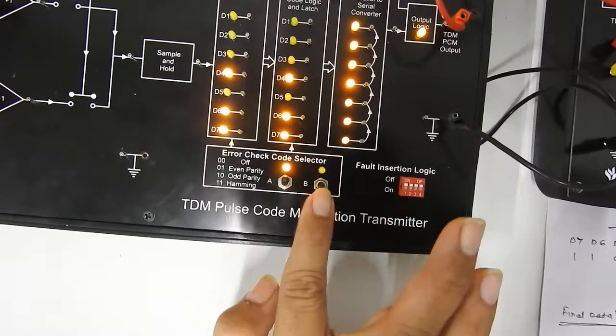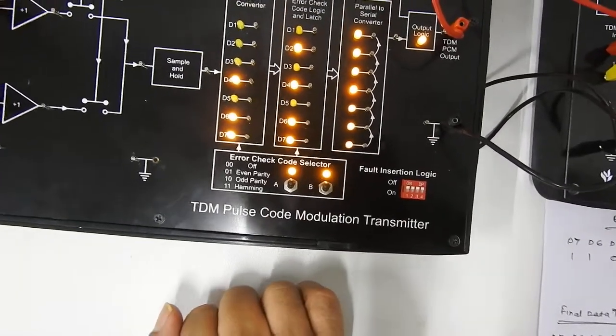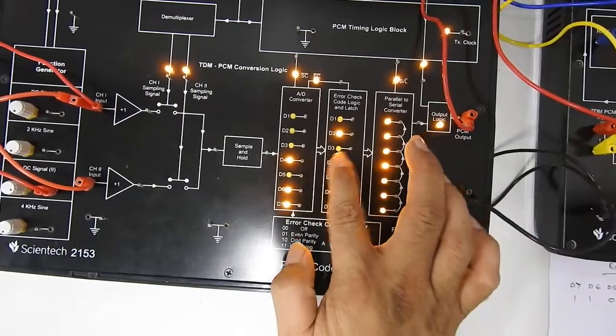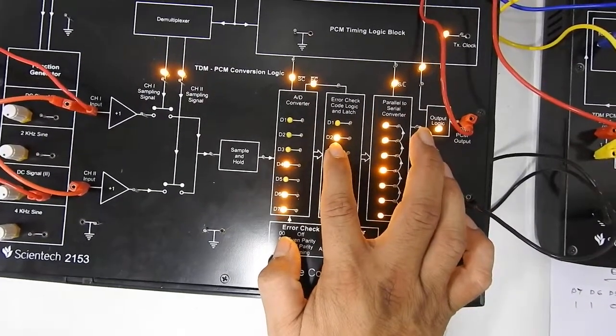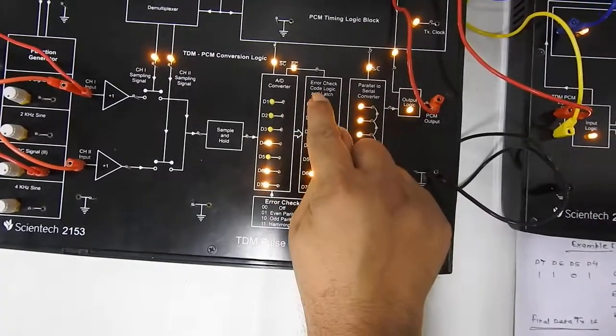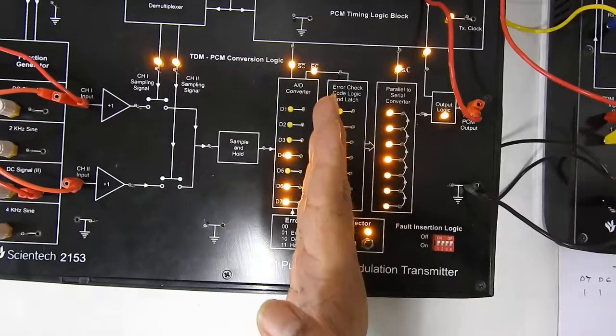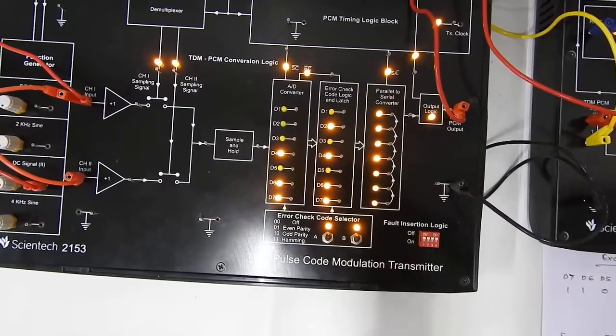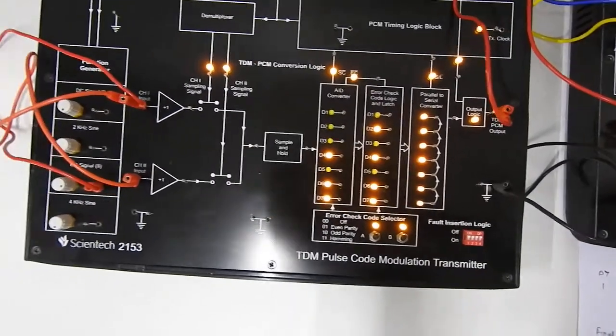So put it to 1, put it to 1. You can see that now the data becomes 1101, C3 is 0, as we had seen, C2 is 1, and C1 is 0. Now this data is latched into this register, and from here it goes from parallel to serial.